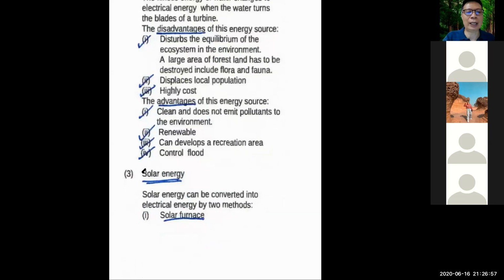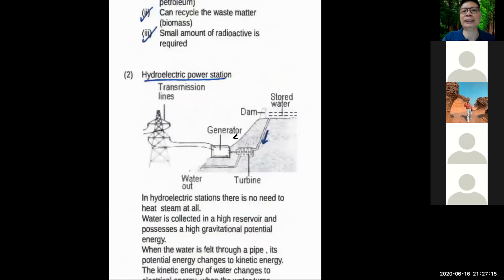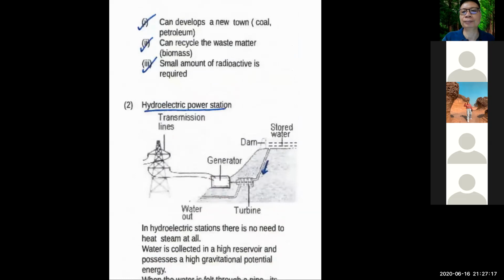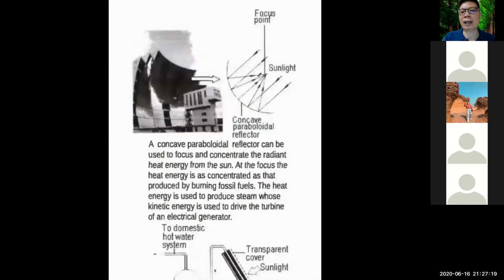Next, solar energy. Remember now. First one, thermal power station. Second one is hydropower station. Third, solar, using the sunlight. I think I don't need to explain already. You need the solar furnace to absorb the sunlight. Okay, you see like this. It absorbs sunlight, then focuses the sunlight here to heat up the water.